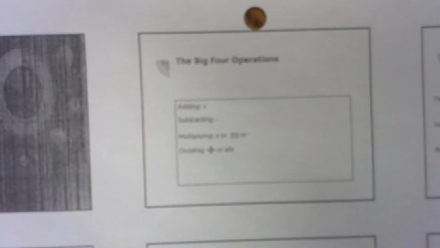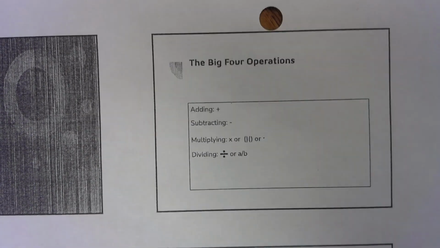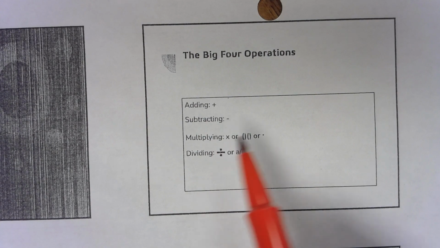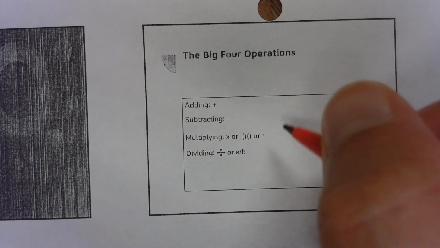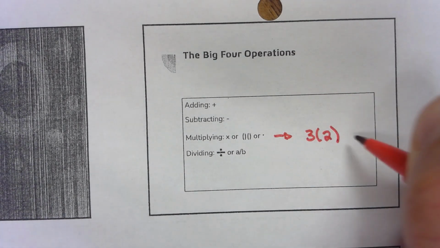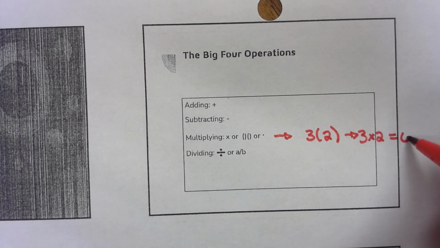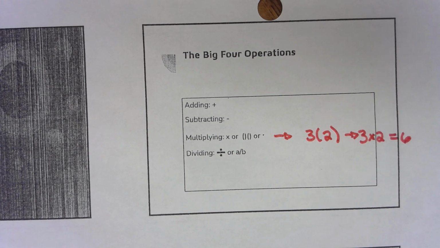So the big four operations: adding, subtracting, multiplying, and dividing. A couple notes about multiplying. There are lots of symbols for multiplication, right? There's the X, there's the asterisk or the star, and even parentheses. So I want us to make a note for multiplication that if we see 3 and then parentheses 2, that really means 3 times 2, which is 6. Okay, so the parentheses there, if there's a number in front of them, that implies multiplication, almost like an invisible operation.